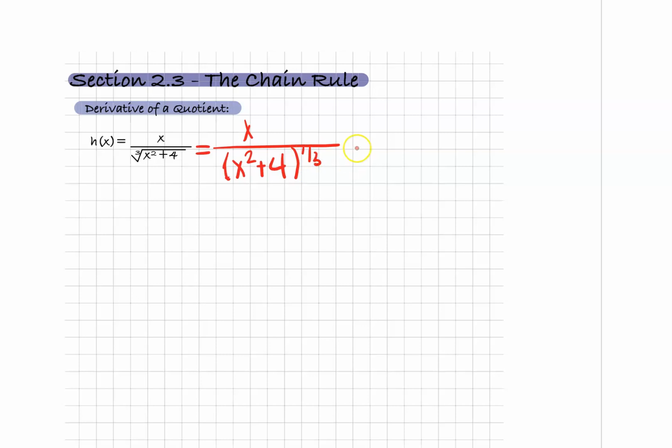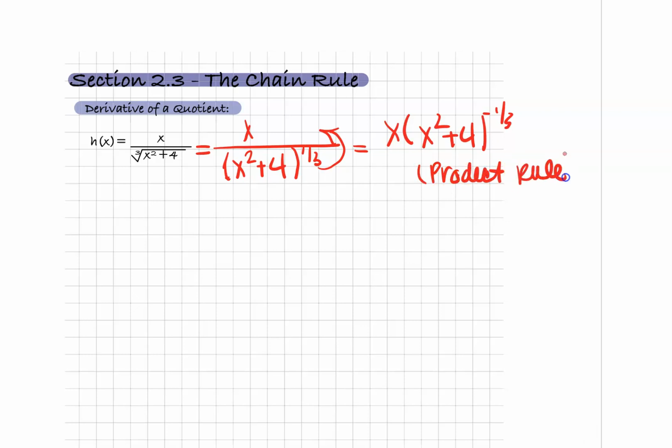You could come up here and say, I'm just going to bring that up, and that gives me x times (x squared plus 4) to the -1/3, and then you're back to the previous problem. But what fun would that be, just doing product rule again? And so you can do product rule on this. You show your work, you're going to get full credit. You are mathematically correct, and that's the main thing I want you to be.